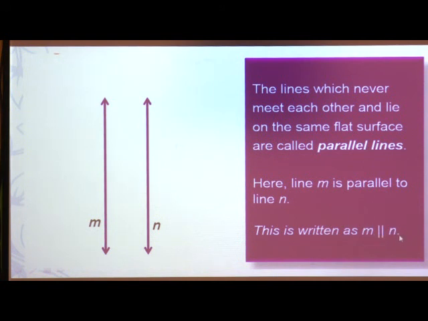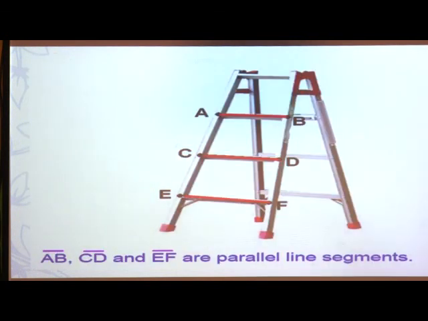So, there are many examples we see around us for parallel lines. The best example is the railway track. On the railway track, you can see the lines never meet each other. See, an example is given here. This is a ladder. In this ladder you have to find some parallel lines which never meet each other after extending endlessly. So, AB is parallel to CD, and then again CD is parallel to EF. So, line segment AB, line segment CD and line segment EF are parallel line segments.